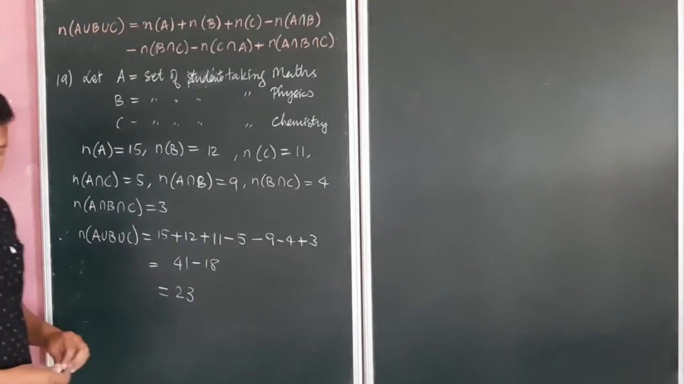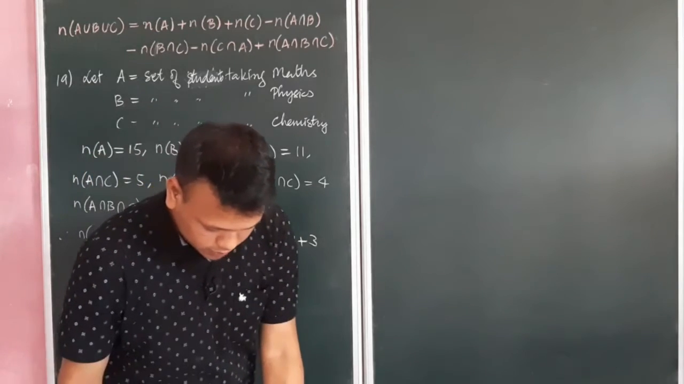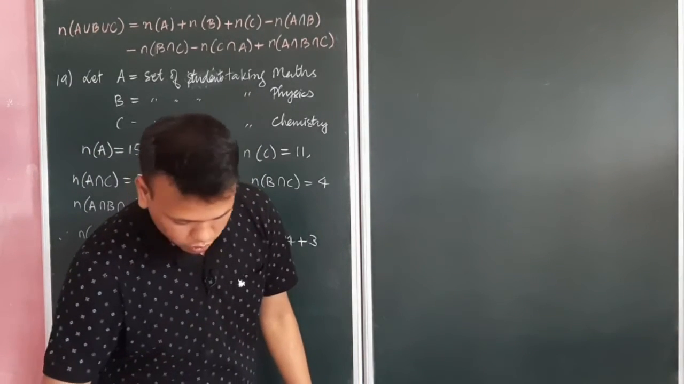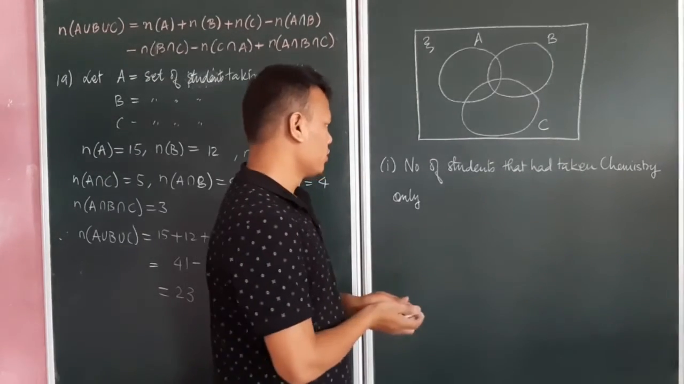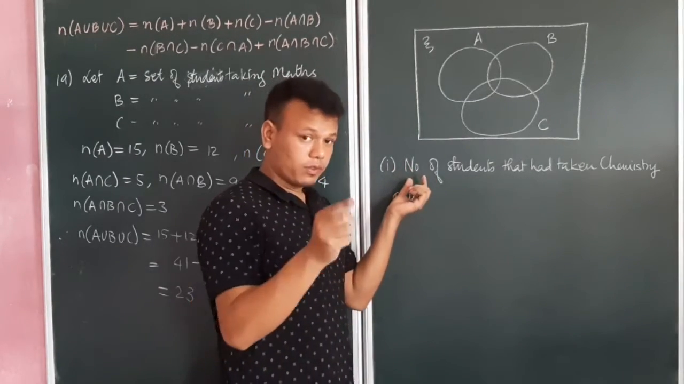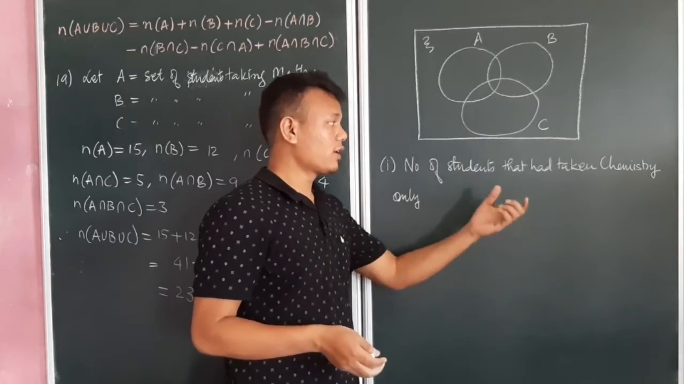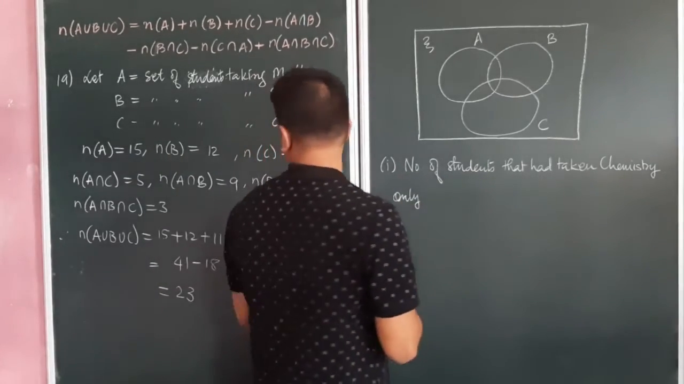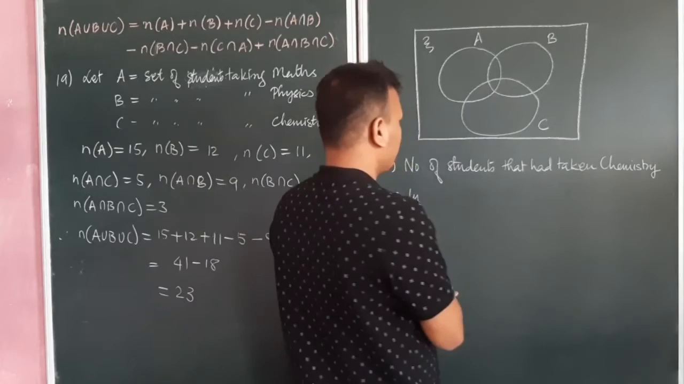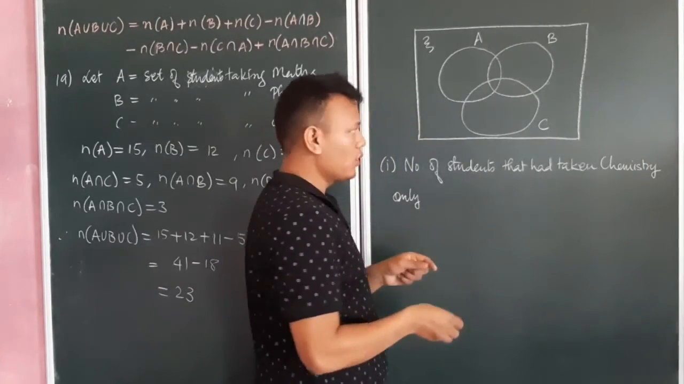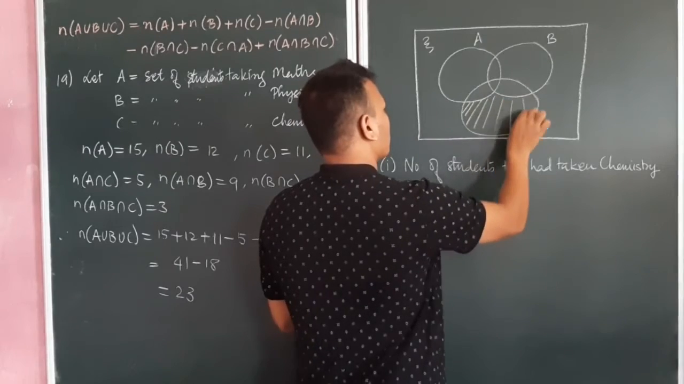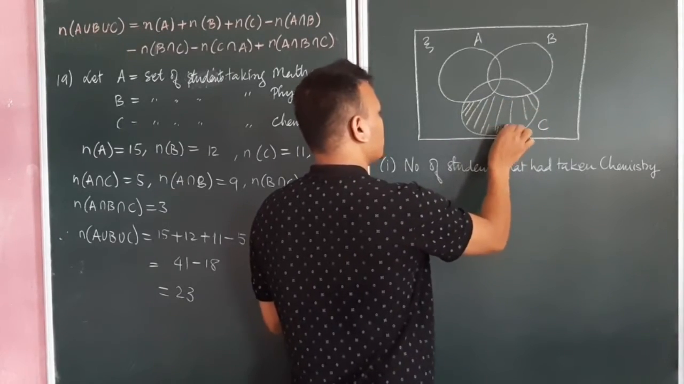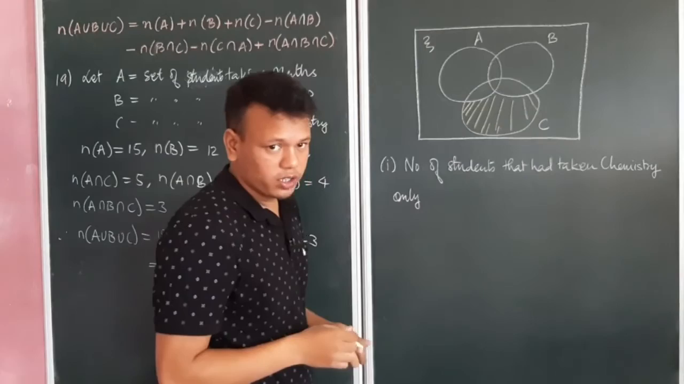Now let's see what the different questions being asked are. Before that, let me draw a Venn diagram for you. Okay, so here we need to find the number. The first question says find the number of students who had taken chemistry only. Chemistry means we are dealing with C. So basically they are asking chemistry only, which means this much. So we have to find the number of students belonging to this shaded portion.